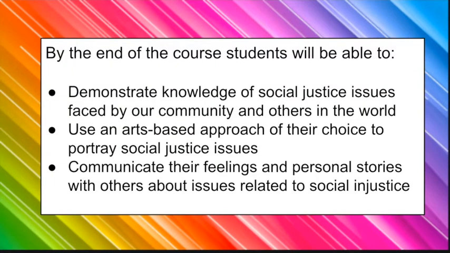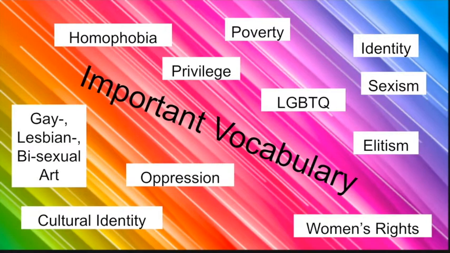Course objectives are, by the end of this course, students will be able to demonstrate knowledge of social justice issues faced by our community and others in the world, use an arts-based approach of their choice to portray social justice issues, communicate their feelings and personal stories with others about issues related to social justice. This is just some of the vocabulary that we will present throughout the course.